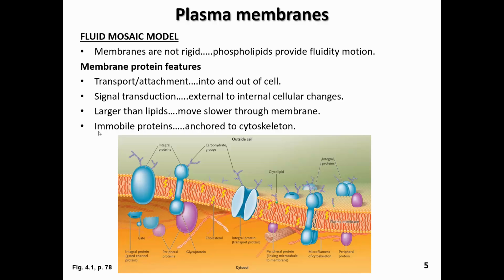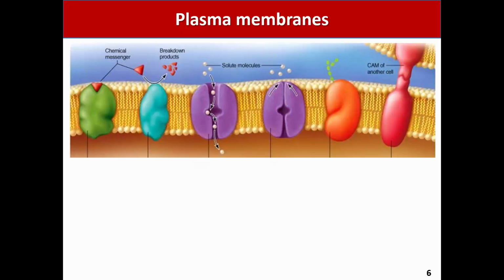And the membrane does have immobile proteins. So although proteins can move through the membrane, some proteins are relatively stable, and those are what we refer to as the cytoskeletal proteins. Those are proteins that provide structural support to the interior and the exterior of the cell. So we're going to take a closer look at these proteins in terms of their function.